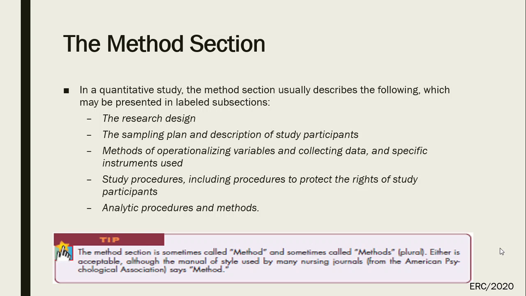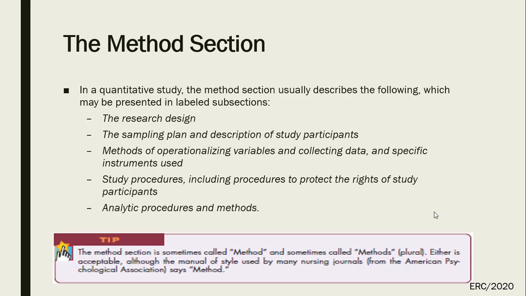Tip: the method section is sometimes called method and sometimes called methods, plural. Either is acceptable, although the manual of style used by many nursing journals, for example from the American Psychological Association, says method. Qualitative researchers discuss many of the same issues but with different emphasis. For example, the qualitative study often provides more information about the research setting and the context of the study and less information on the sampling.